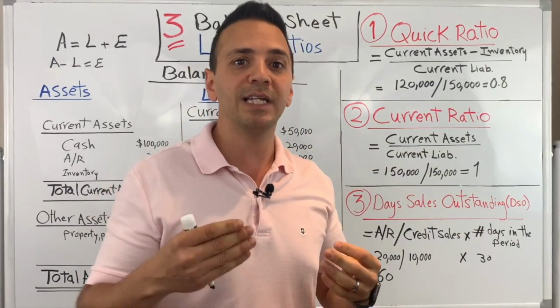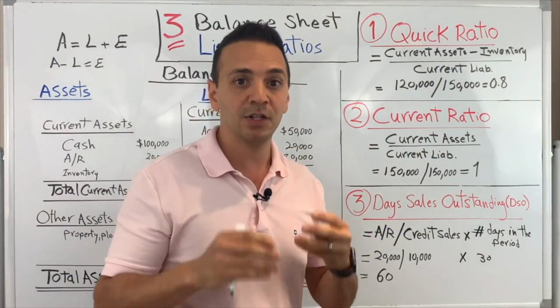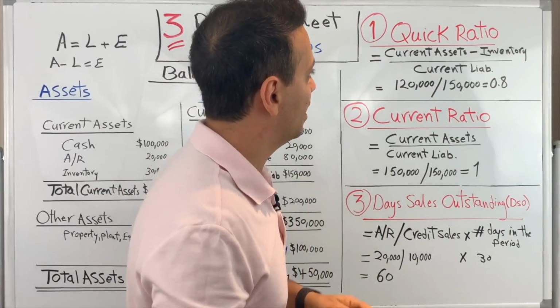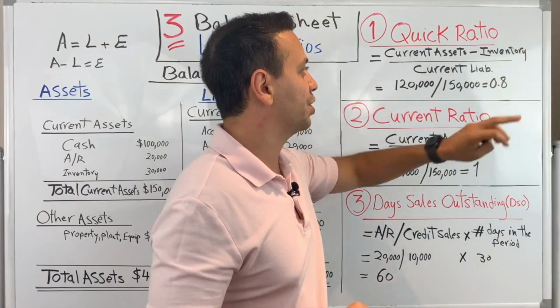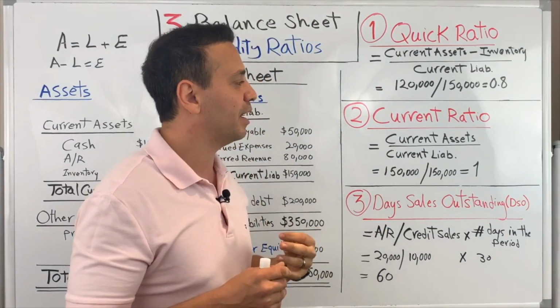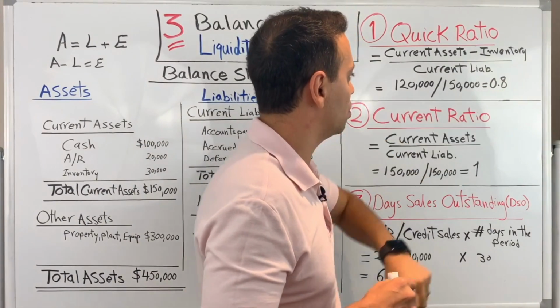that implies that the company has excess in its current assets or quick assets to meet its current obligations. And so the 0.8 here in this example is not a very good quick ratio. Ideally that number should be higher, and this is an indication of the company not doing so well.